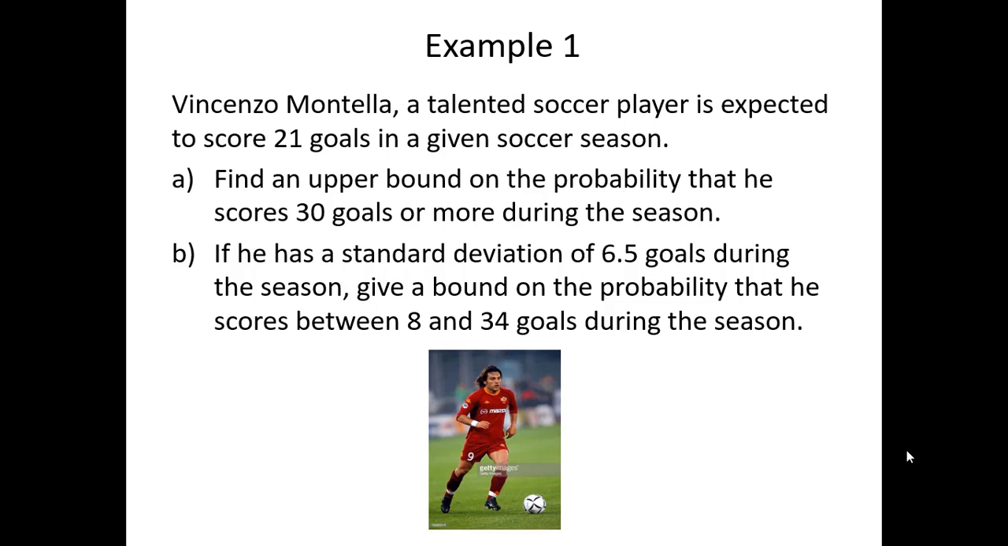All right, in example 1, let's consider Vincenzo Montella, a talented soccer player who is expected to score 21 goals in a given soccer season. So here you can see Vincenzo Montella. He was a member of the Italian Olympic soccer team. In part A, we want to find an upper bound on the probability that he scores 30 goals or more during the season. And in B, if he has a standard deviation of 6.5 goals during the season, give a bound on the probability that he scores between 8 and 34 goals during the season.